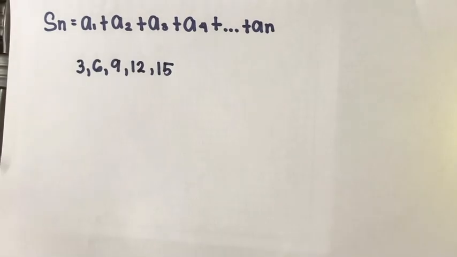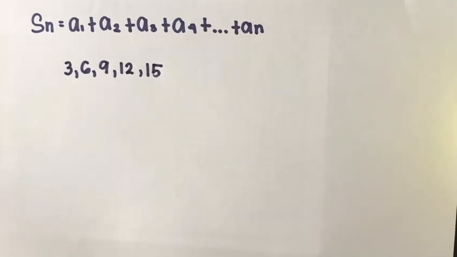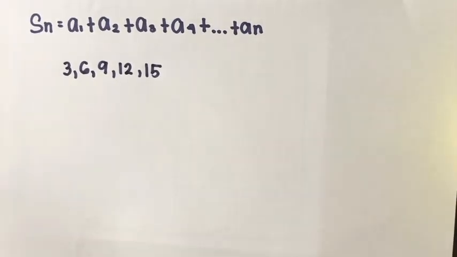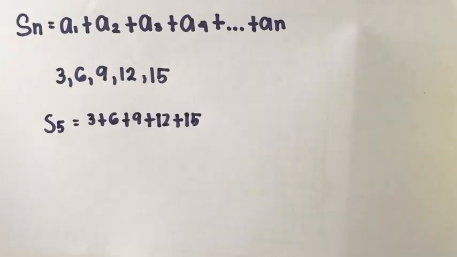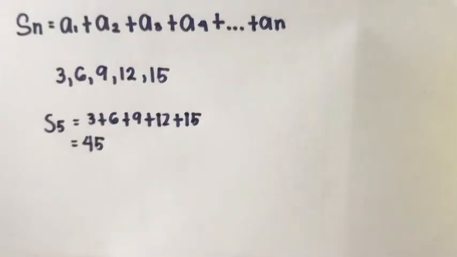What would be the sum of our sequence? To get S sub 5, why S sub 5? Because we have 1, 2, 3, 4, 5 terms. That means n is the number of terms that you're going to sum up. So 3 plus 6 is 9, plus 9 is 18, plus 12 is 30, plus 15 is equal to 45. So our S sub 5 is 45. Again, a series is simply a sum of our sequence.